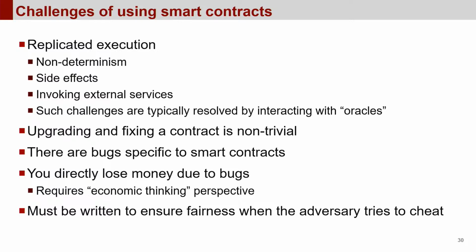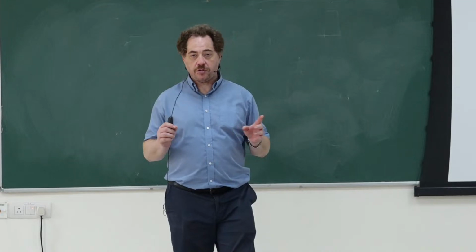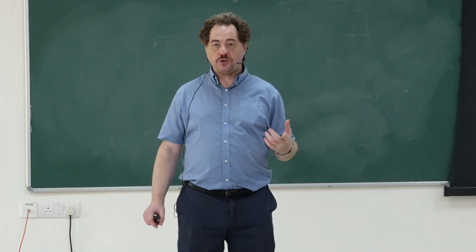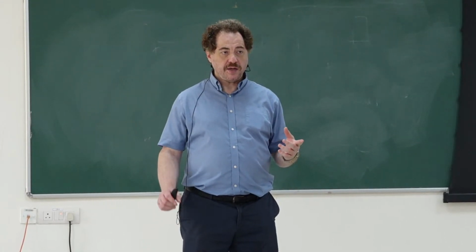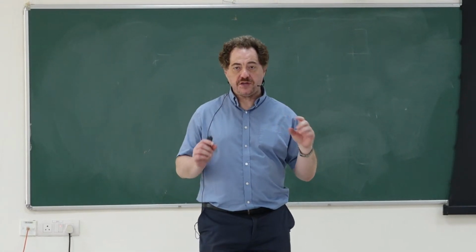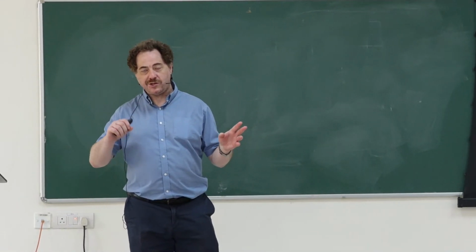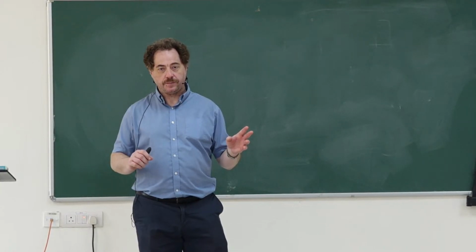However, using smart contracts doesn't come without challenges. It's a replicated execution, so the same function is executed in many different places. So what are the challenges related to that? The first challenge is non-determinism. What happens if the function is non-deterministic? In that case, it may return different results on each copy, or on each node executing the function.